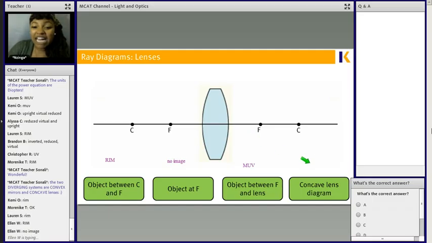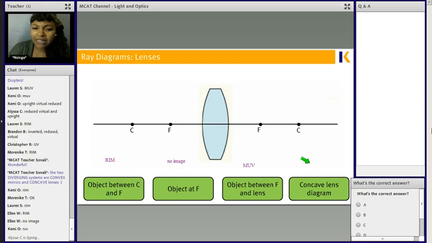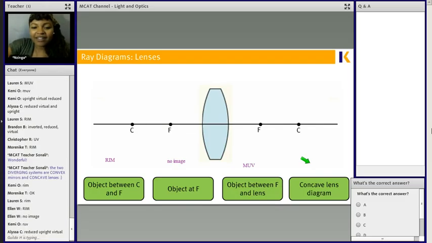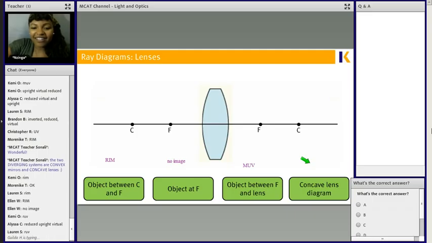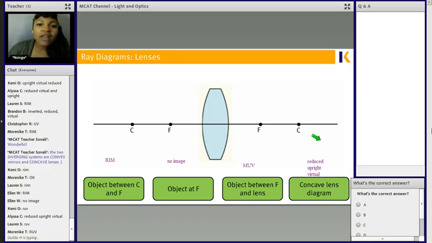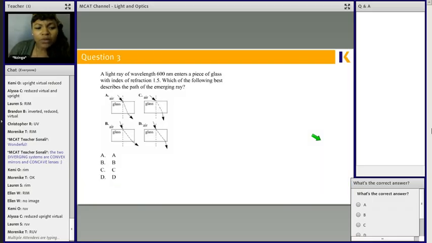And when it comes to the concave lens, remind me, what's going on with the concave lens? Okay, it's going to be reduced, upright, and virtual. So that knowledge by itself will get you through a lot of the questions that you'll see on the MCAT. I'm really glad that you're picking that up and putting it together. And if you want to take a screenshot of this, you can. With that, we can answer this question.